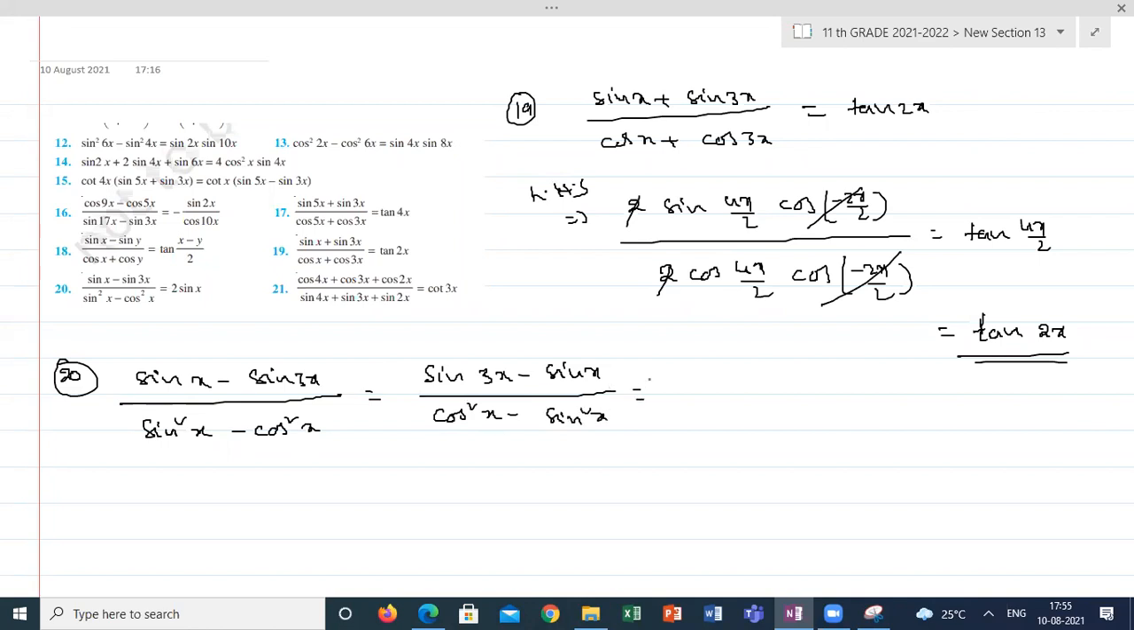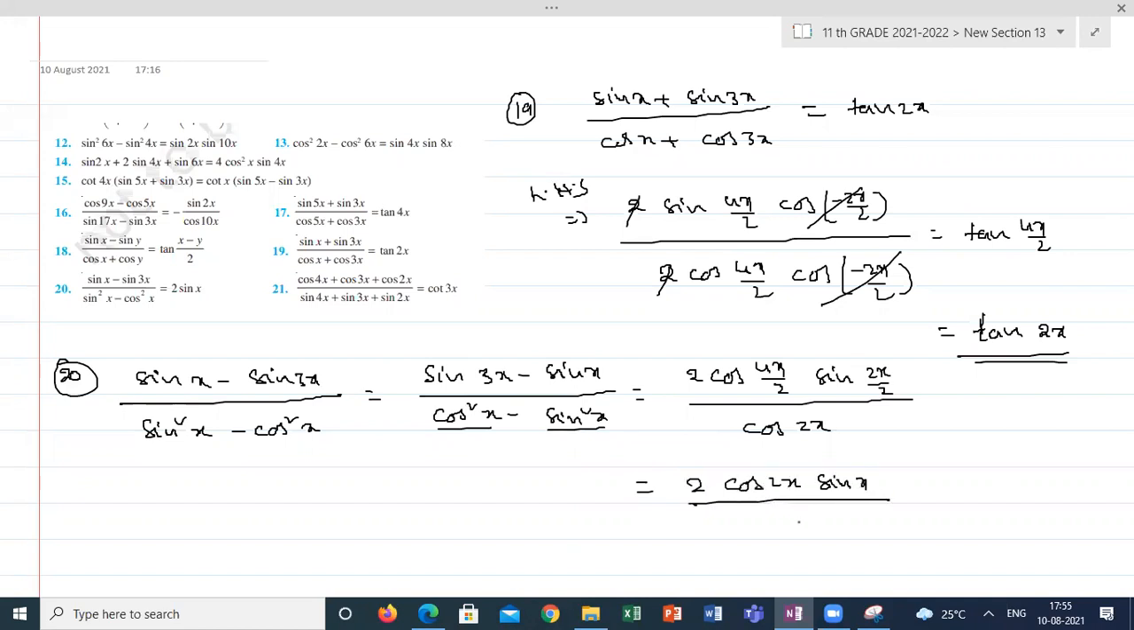The value of sin 3x − sin x, looking like sin C minus sin D, is 2 cos(4x/2) sin(2x/2), since 3x minus x is 2x. The denominator, cos²x − sin²x, is the cos 2x formula. This will be 2 cos 2x sin x divided by cos 2x. So the final answer is 2 sin x. The denominator is a purely direct formula you can apply here. I am taking the LHS and proving it equal to the RHS.